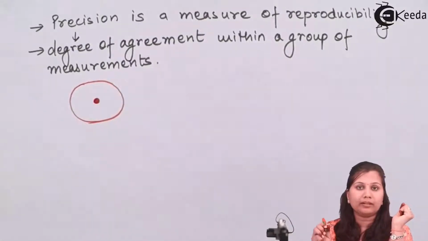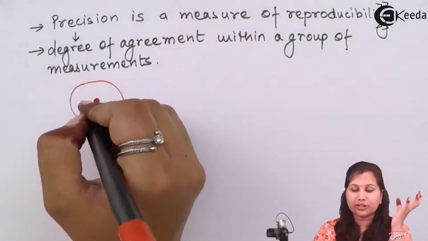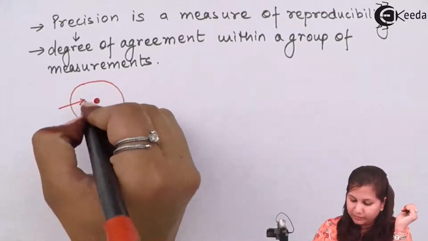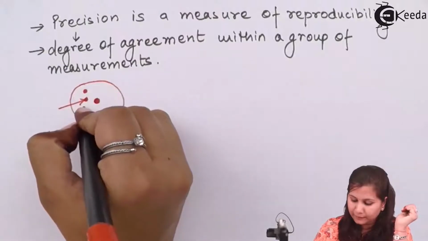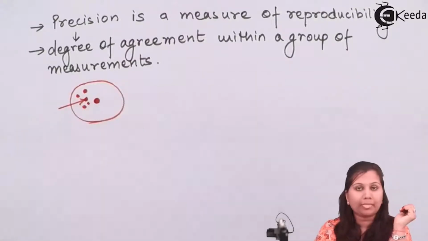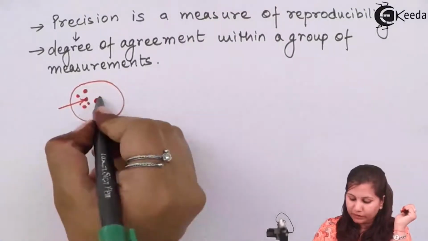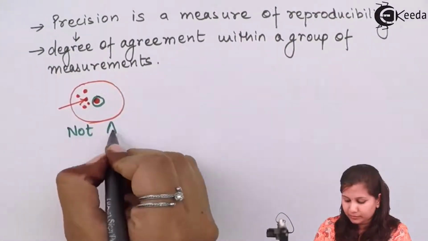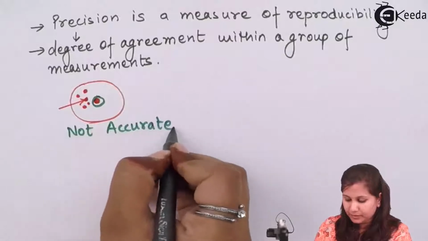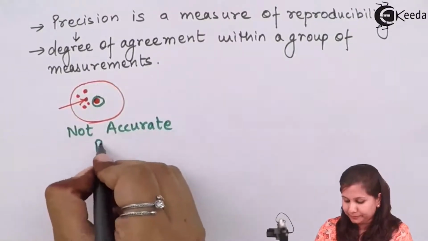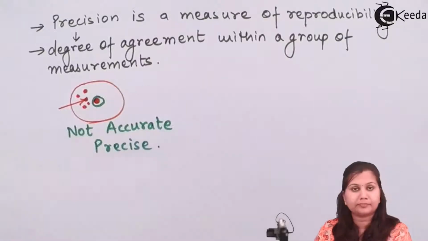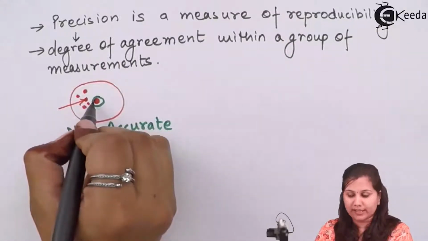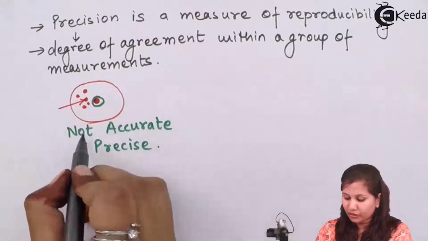Every time the archer is throwing the arrow on this disc, the placement is like this here, but it is not placed over the target. So this is not accurate, but it is precise, because it will be accurate when the arrow is placed over the center of the disc, but it is not placed over the center, so it is not accurate.